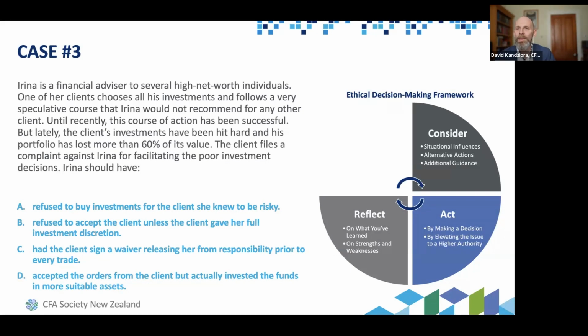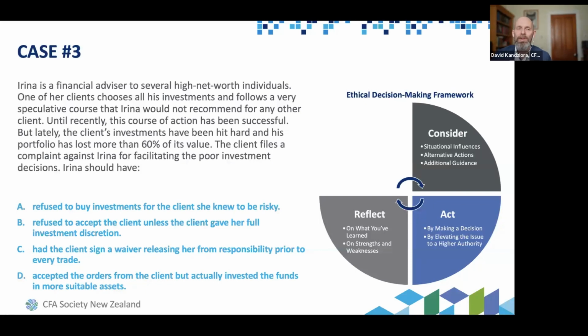Cool. Those answers have come through. Wow, look at that. We've actually got a consensus. So most people are looking at: had the client sign a waiver releasing her from responsibility prior to every trade. Interesting. So that had 90%. The rest, no one liked D, fair enough, and a little bit for A and B. Cool. So again, stepping through this, figuring out what are the actual issues at play. So the issues being one of Irena's clients chooses all his own investments.